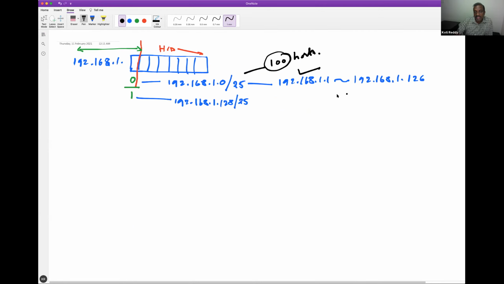Let's take the first IP address as 192.168.1.10/25. The second IP I take as 192.168.1.20/25. Because the range is 1 to 126, right? 10 and 20 are included in this. So I would like to use these two IP addresses here for the hosts. So 1.10 and 1.20.